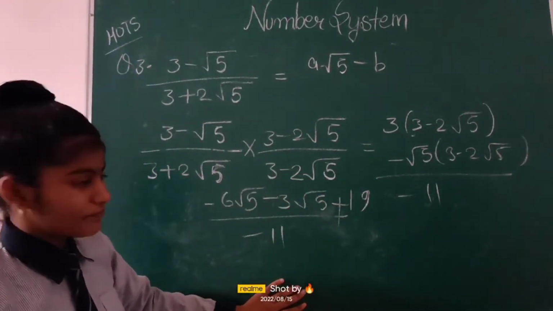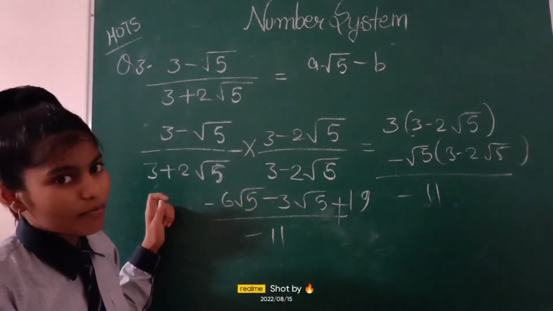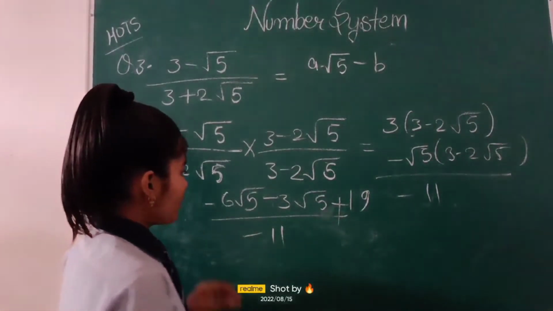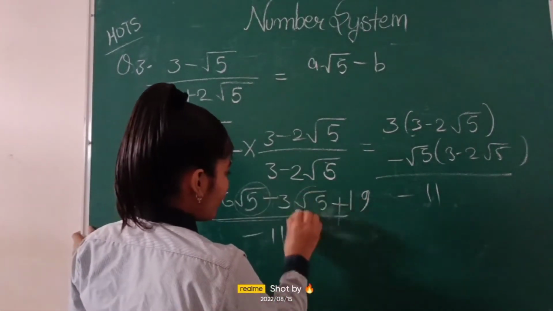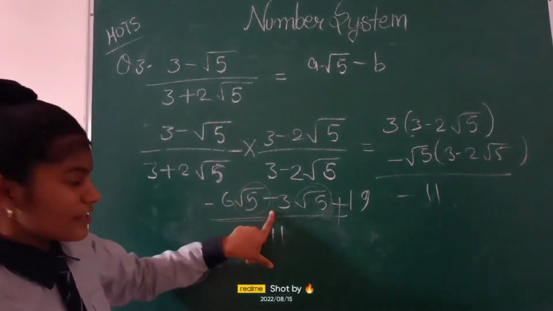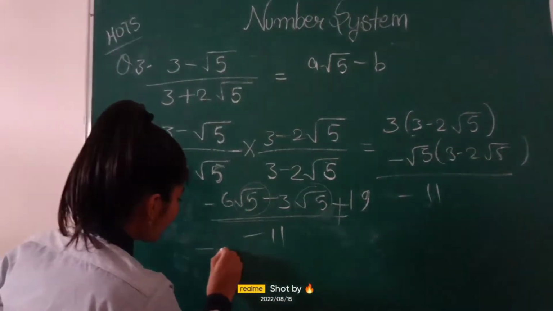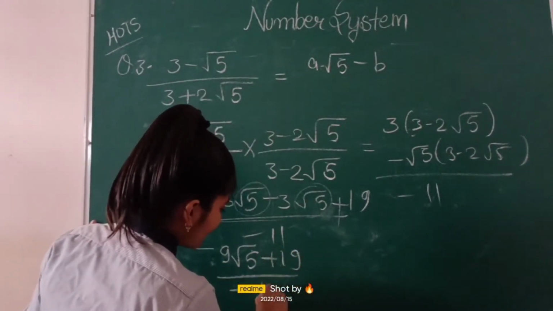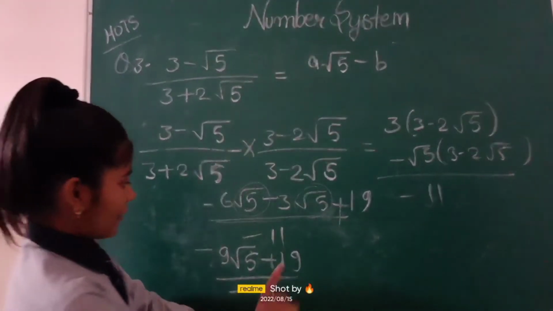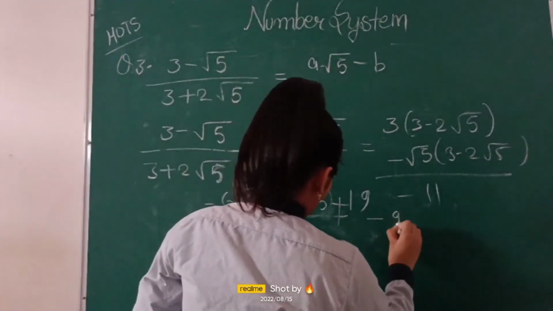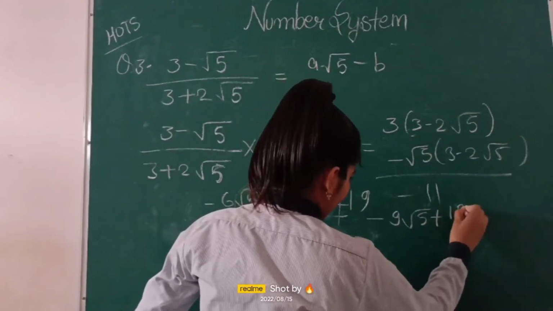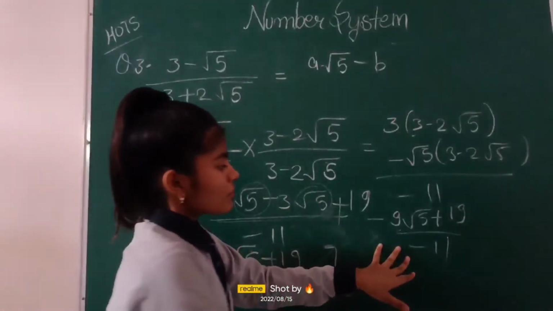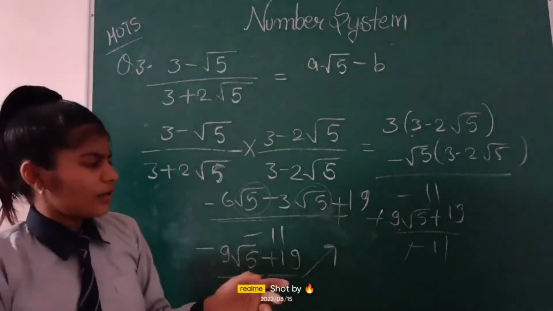Now we have the terms with us. Let's take something common here. What can we take common here? As we know that under root 5 terms are the same here, so we add them. We get minus 9 under root 5 plus 19 by minus 11. I hope you can see this. I will write here if you can't see: minus 9 under root 5 plus 19 by minus 11. This is what I have written here. Okay, so minus and minus will cancel out.